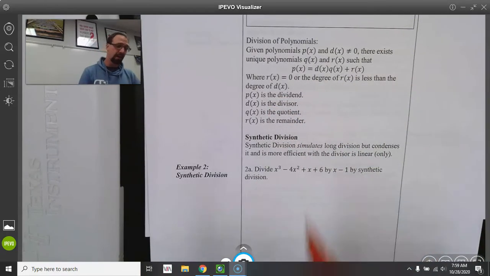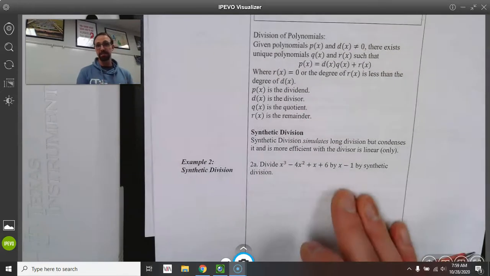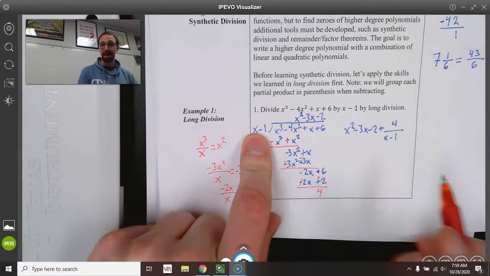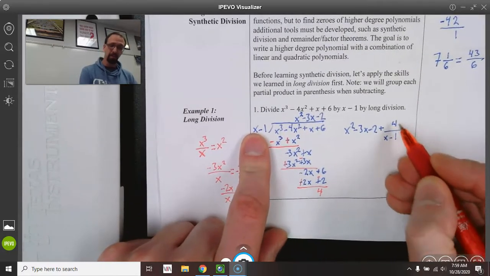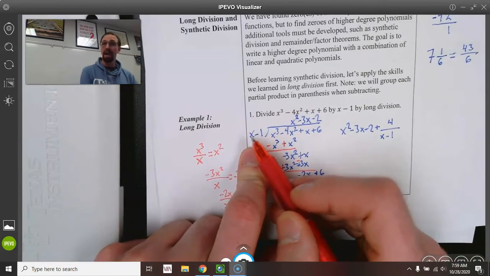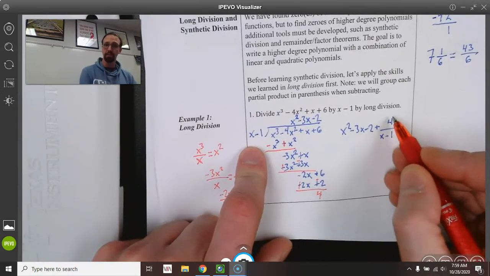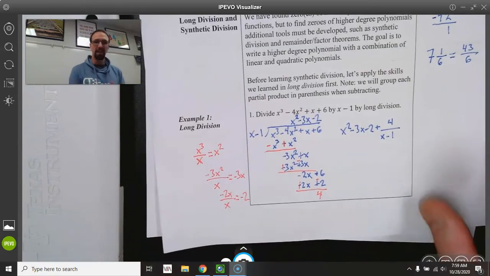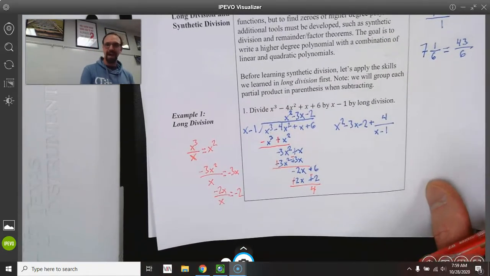We want to point out that r of x is either 0 or its degree is less than the degree of d of x. So your remainder has to be smaller in degree than what you're dividing by. In this case, our remainder was 4. In this problem, 4 is less than, degree-wise, x minus 1. 4 is a constant term, and x minus 1 is a linear term. Because of that, we have a degree that's less, so this is a valid result or a valid answer.